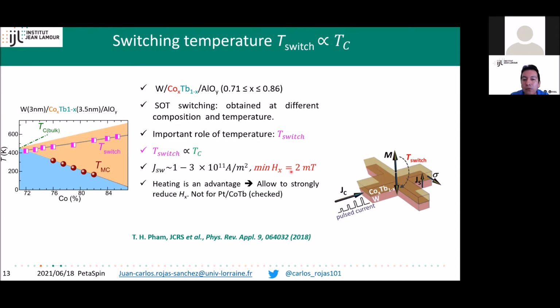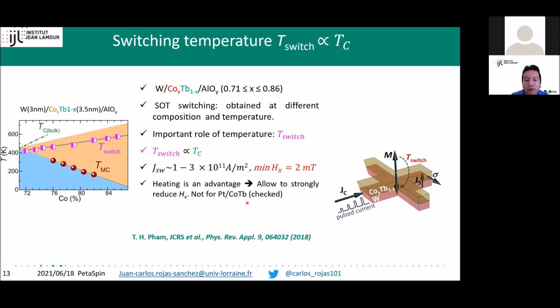And what was also surprising is that we need just a little in-plane field, down to 2 millitesla. That was surprising because cobalt terbium has a very strong perpendicular anisotropy. And at the beginning, I thought we would need a really high in-plane field, but in tungsten cobalt terbium that was not the case. It's a different behavior.